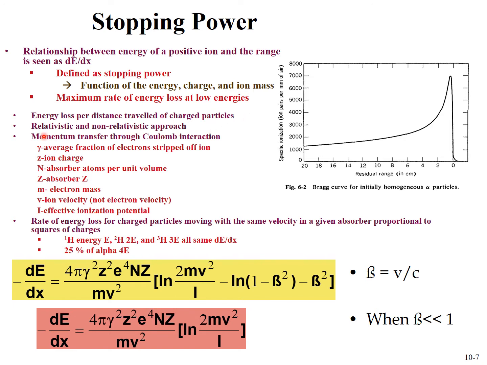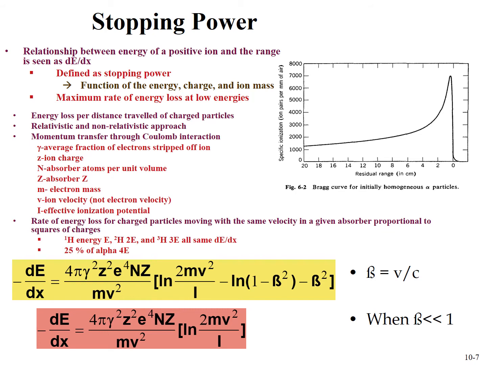There are two equations listed here, and they can include relativistic factors. The terms include the average fraction of electrons stripped off an ion, the charge of the ion, the absorber atoms per unit volume, so something about the absorber density, the Z of the absorber, which is important because higher Z material has more electrons, the mass of the electron, the ion velocity, not the electron velocity, and the effective ionization potential. So ionization potentials, different materials have some different properties on this stopping power.